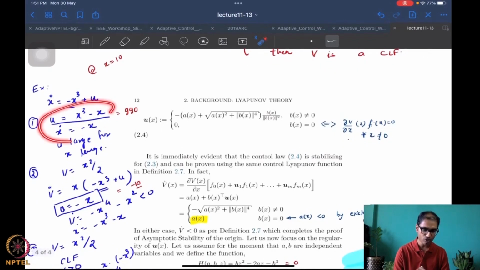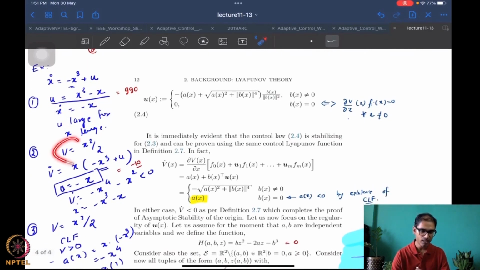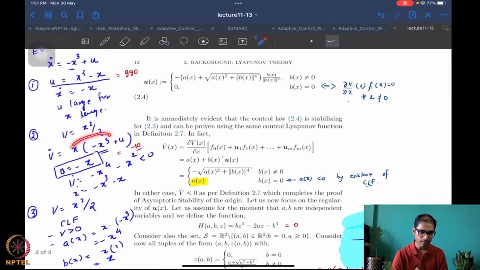The first is I just chose blindly a controller because I know this is giving me a target system x dot is minus x. Excellent. Let's do the second thing. Choose v as x squared by 2. Compute v dot, which is x times x dot, which is x minus x cube plus u. I know that this is minus x to the fourth, so it's a good term. I don't need to do anything about it. I choose u as minus x and I'm done, right? I get a negative definite v dot.